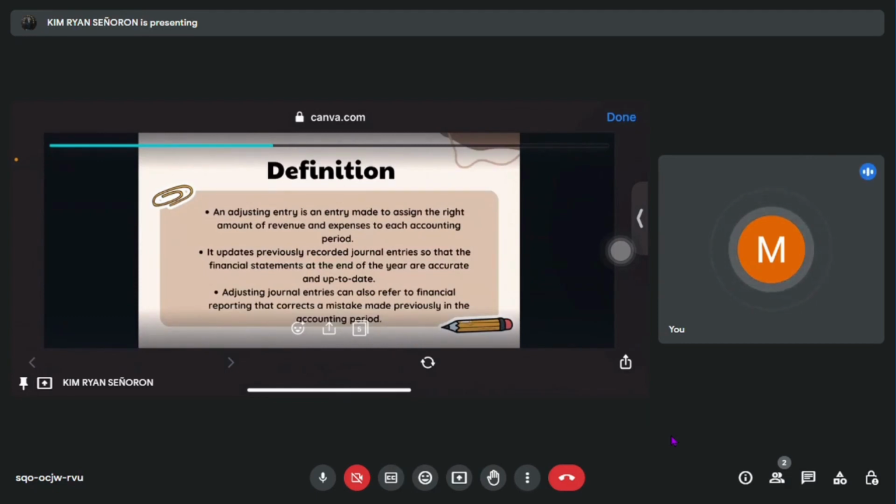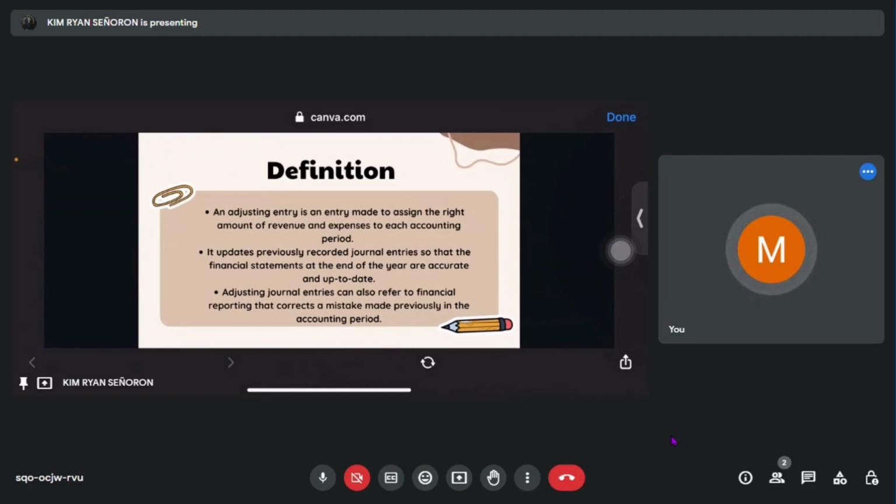An adjusting entry is an entry made to assign the right amount of revenue and expenses to each accounting period. Adjusting journal entries are used to record transactions that have occurred but have not yet been appropriately recorded in accordance with the accrual method of accounting. It updates previously recorded journal entries so that the financial statements at the end of the year are accurate and up to date. Adjusting journal entries are recorded in a company's general ledger at the end of an accounting period to abide by the matching and revenue recognition principles.